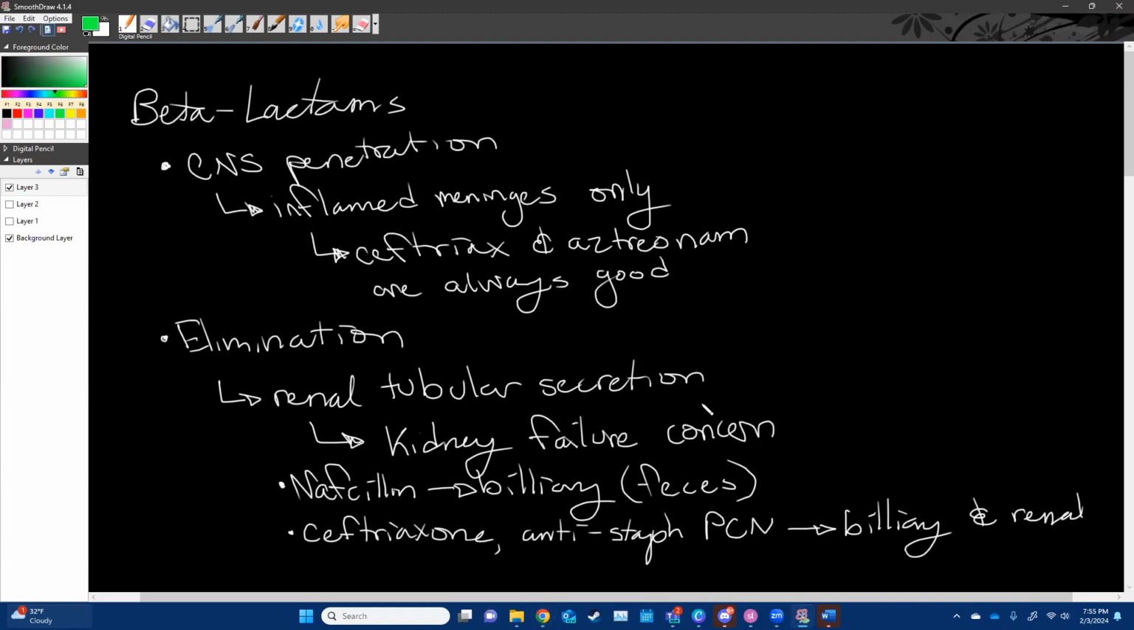When we talk about tubular secretion specifically, what do you guys remember is an issue about tubular secretion or something that has to do with kidney issues and tubular? ATN, acute tubular necrosis, right? The other thing that can end up happening is interstitial nephritis. So these drugs can induce their own AKI.